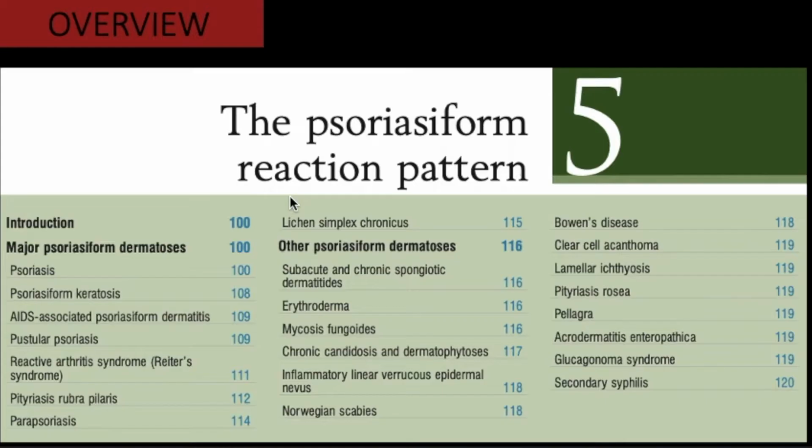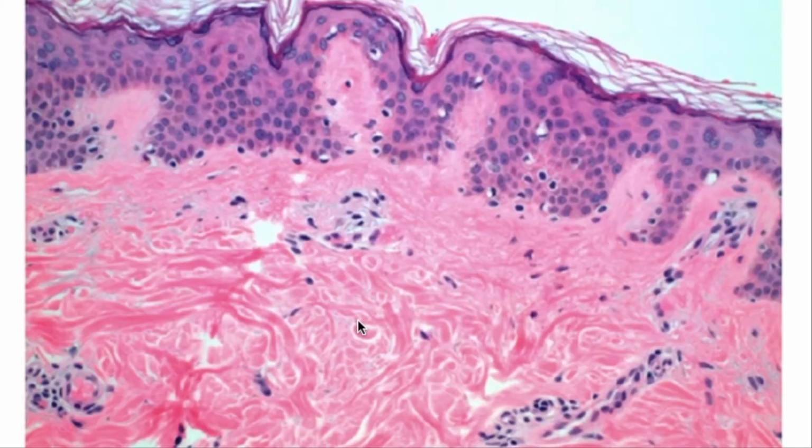When we look into Weedon's textbook, we notice that this chapter is divided into two categories: the major psoriasiform dermatoses and other psoriasiform dermatoses. And the reason being is the second group don't have all the psoriasis features. As always, I like to start with the normal skin histology for you to compare.